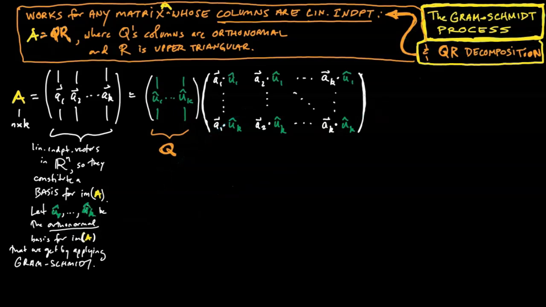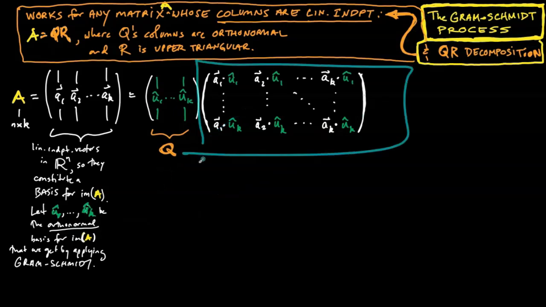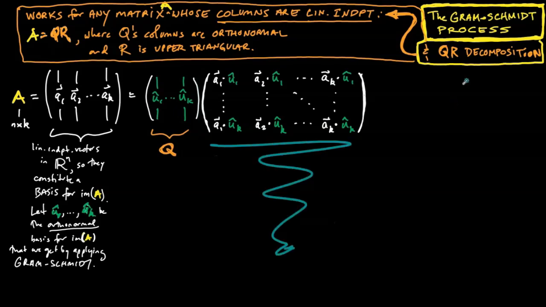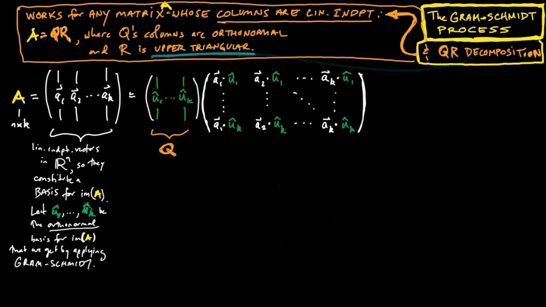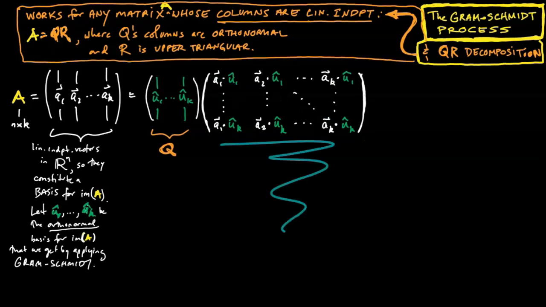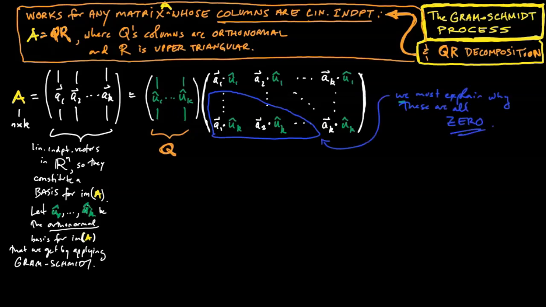That's easy. All that remains is to explain why this matrix on the right can count as our R matrix. For that, it has to be upper triangular, which means that all these entries, all these dot products below the main diagonal have to be 0. If we can demonstrate that, then this will be upper triangular. We can call it R, and we'll be done. So again, we're looking at everything below the main diagonal, and we must explain why those entries are all zeros. If they're all zeros, then this is an upper triangular matrix, and we're done. We will have achieved QR factorization.